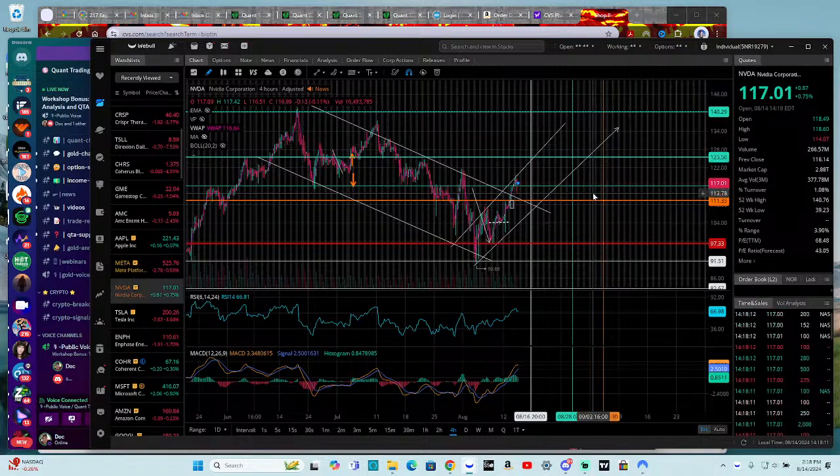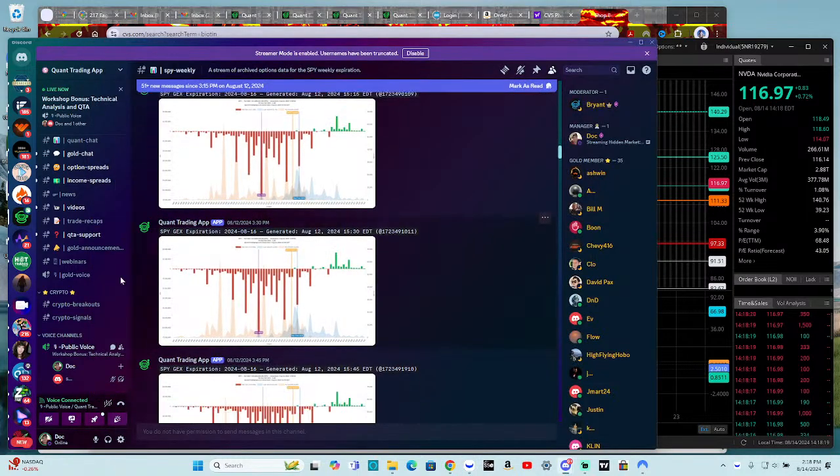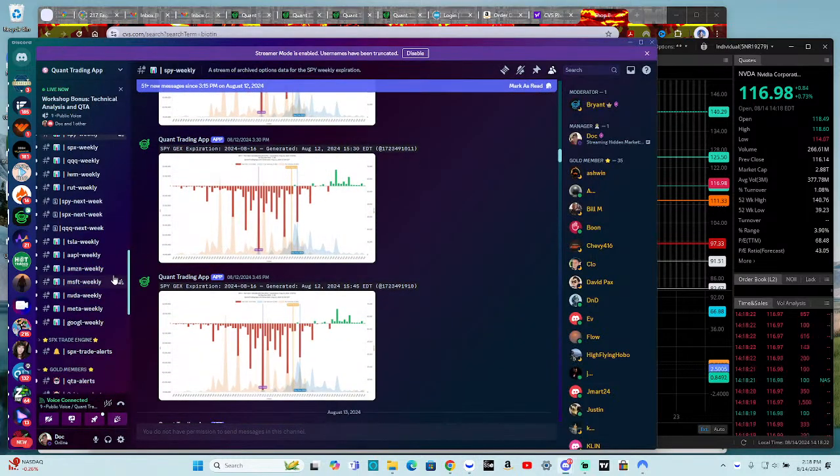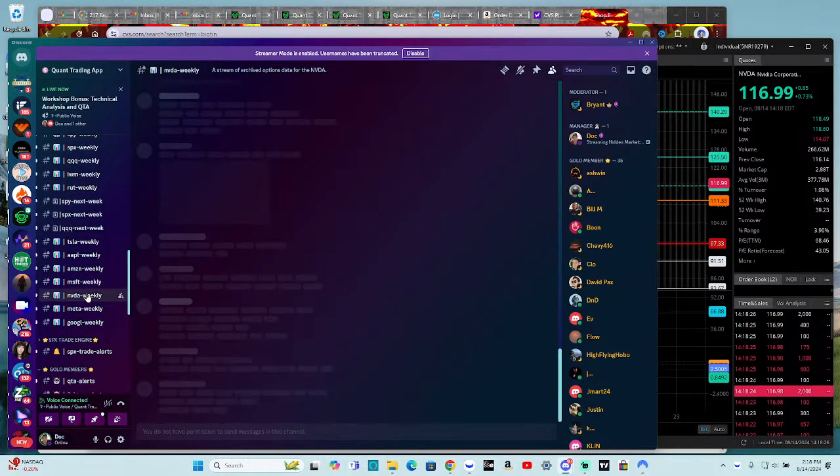Nvidia is fun like that because it moves. It's very heavily traded, so we can get this type of information. When we pull up our QTA information, we're going to go to the GEX. We'll look at Nvidia today and see what that holds for us.